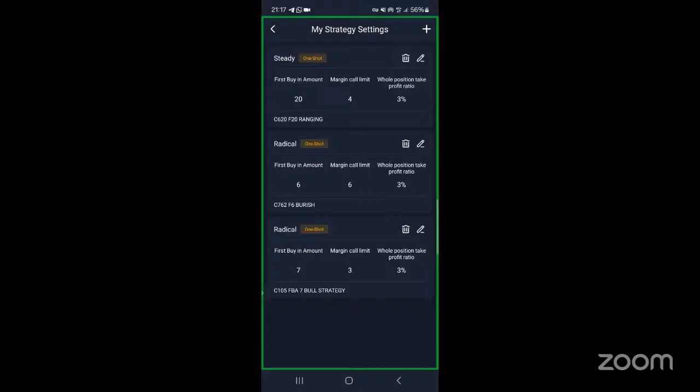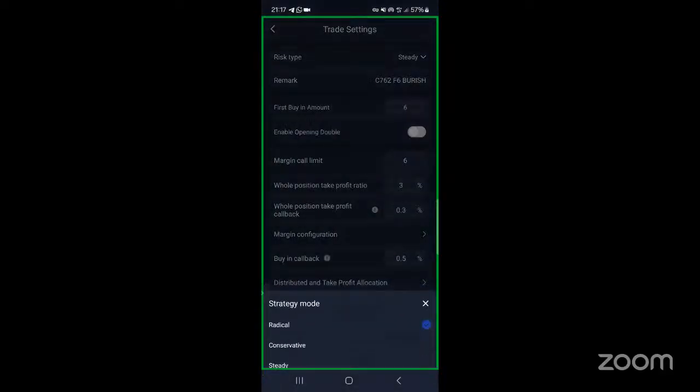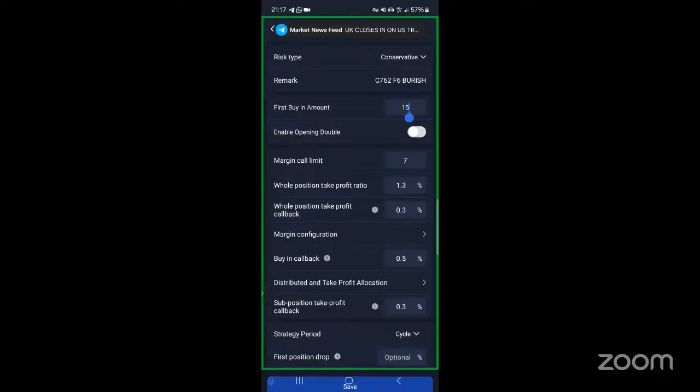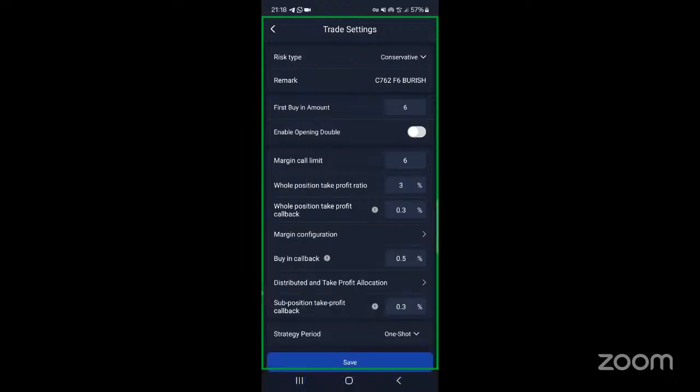So if we are using $6 when the market is down, are we being radical or are we being conservative? Answer me. I think we are being conservative. So this strategy is supposed to be conservative, not radical. This strategy is supposed to be conservative. 6 margin calls, 3%. Have you understood the mistake we had made?